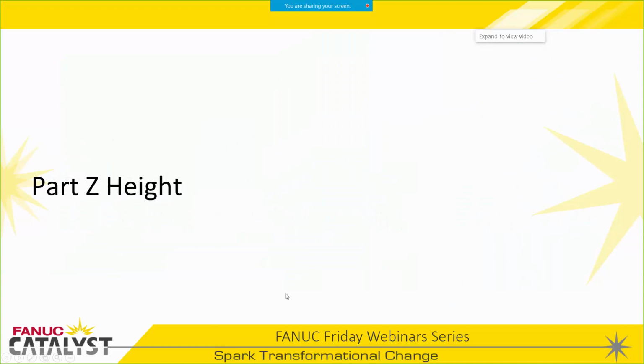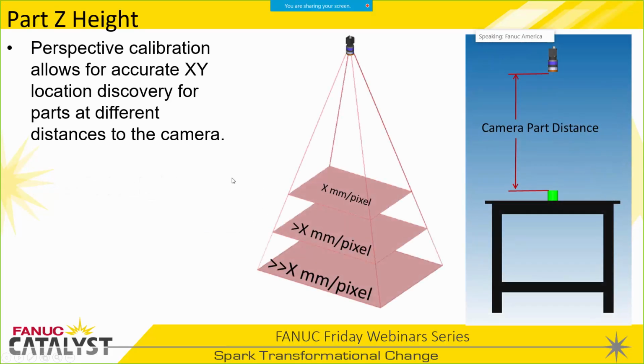Okay, and then finally, part Z height. Talk a little bit about the part Z height and just exactly what that is. So, perspective calibration allows for an accurate XY location to be discovered for parts at different distances from the camera, right? Basically, with 2D vision, as parts get further away with traditional lenses, they're going to look smaller, and as they get closer, it gets bigger. That's because the millimeters per pixel changes the further you get away from the camera.